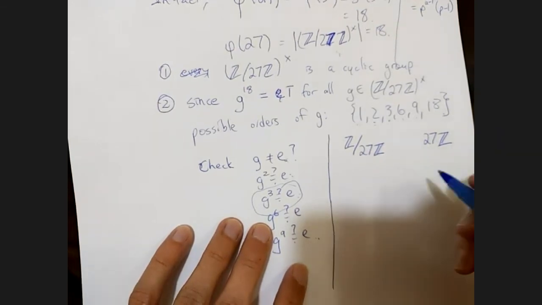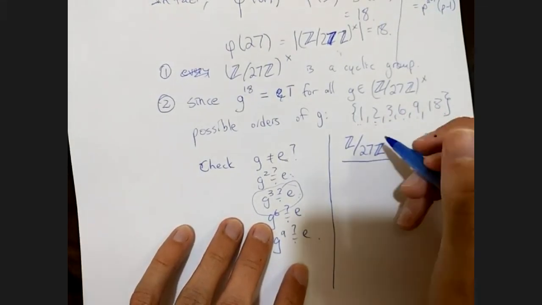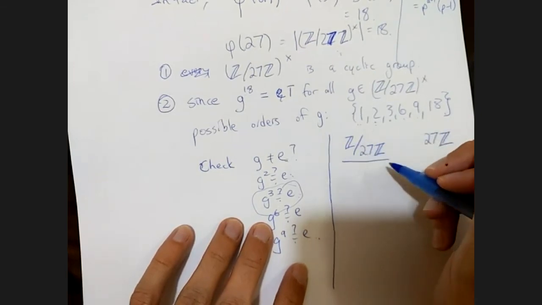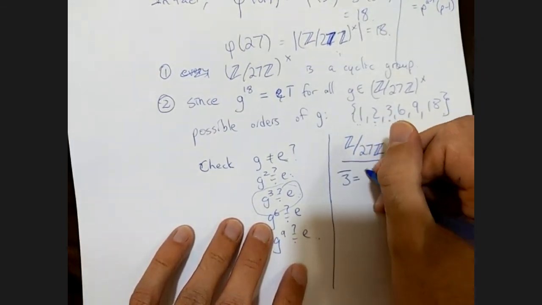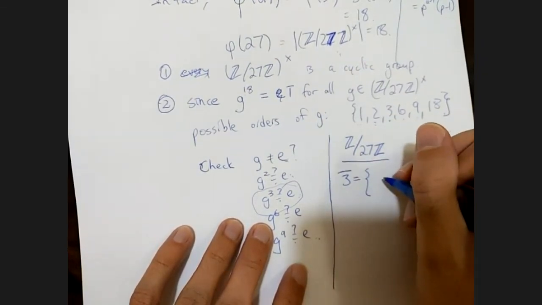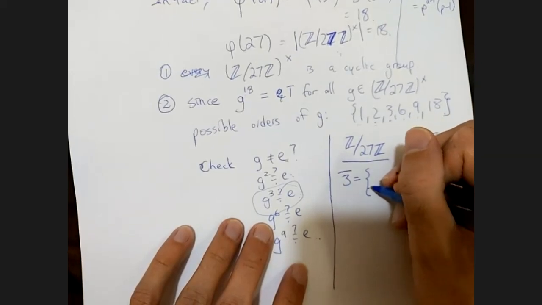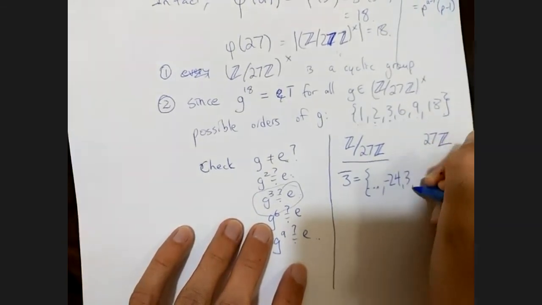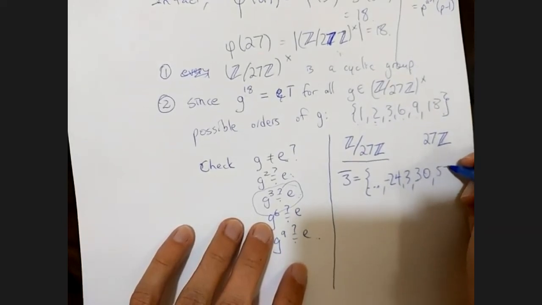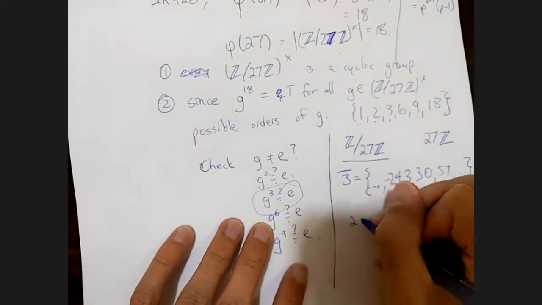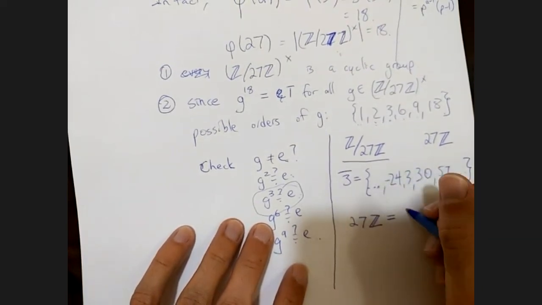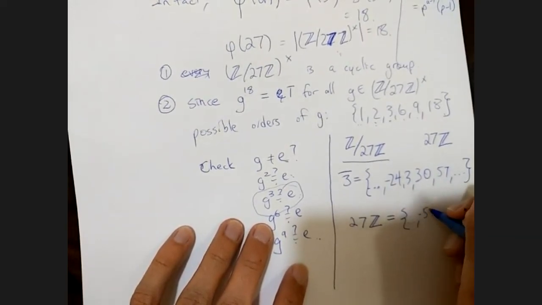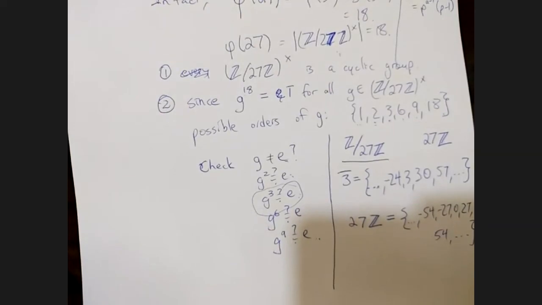Okay, that's a good question. Here we have the congruence classes of integers mod 27. So an element might be like 3 bar, which is a congruence class mod 27, which means it's a set of integers. This one is a bunch of them, so it's maybe like minus 24, 3, 30, 57, and on and on. Okay, 27Z is a particular congruence class. It's just the multiples of 27. So you have minus 54, minus 27, 0, 27, 54, and on and on.